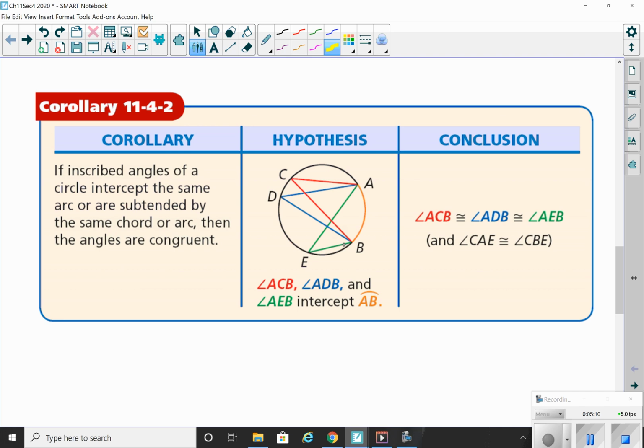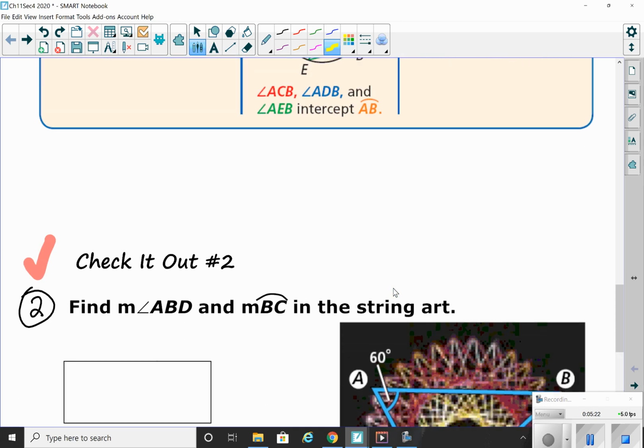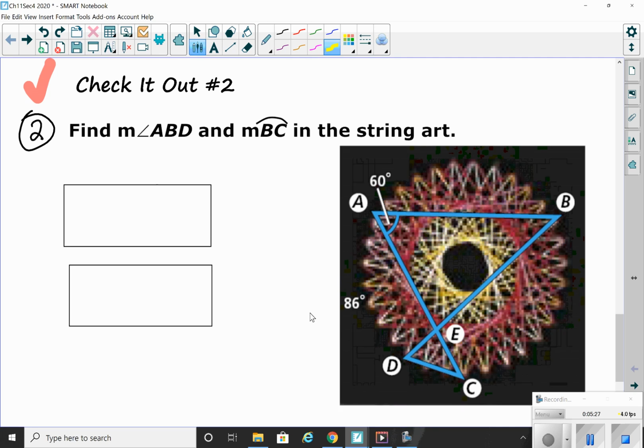The only thing that concerns me is sometimes when the pictures get a little confusing, it's not always going to be color coded like that. So it's going to get a little tricky when there's a bunch of lines drawn inside a circle like that. So again, there's our corollary. Another check it out from our packet, just a couple quick practice problems.